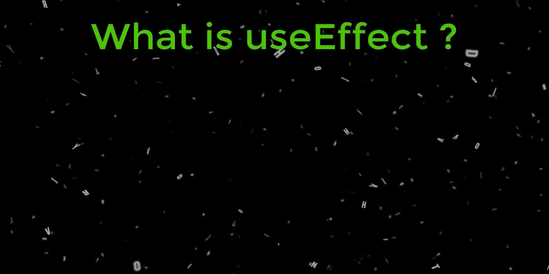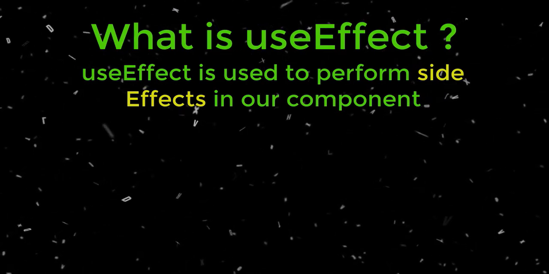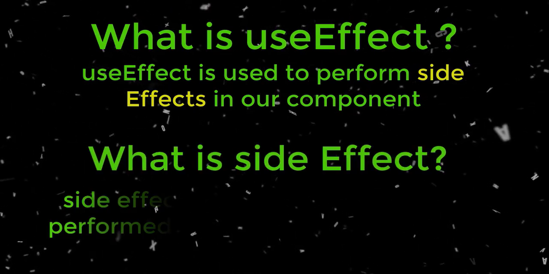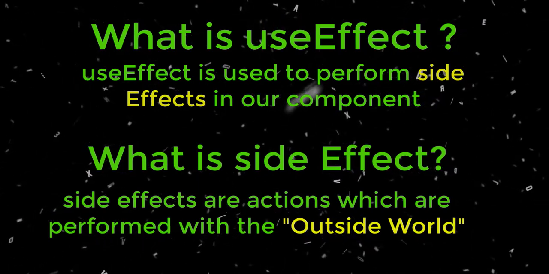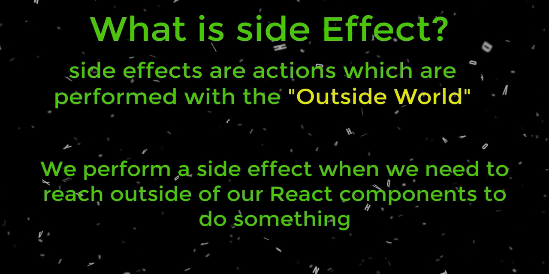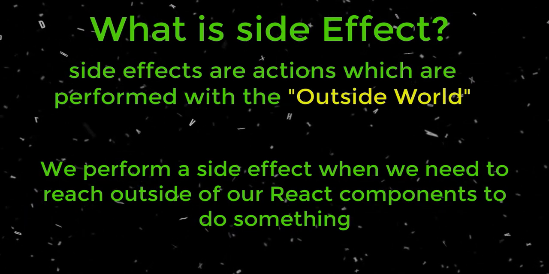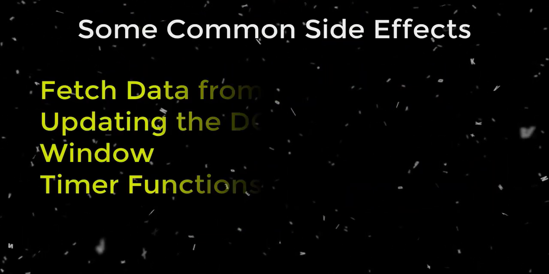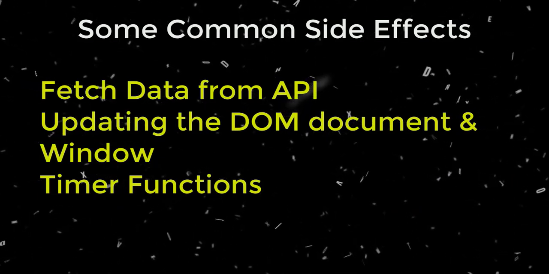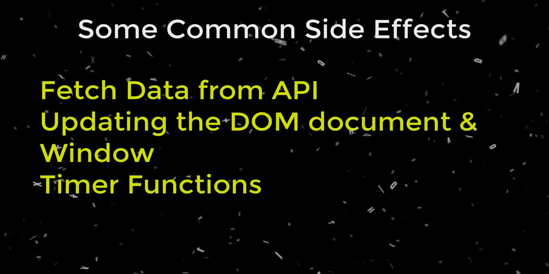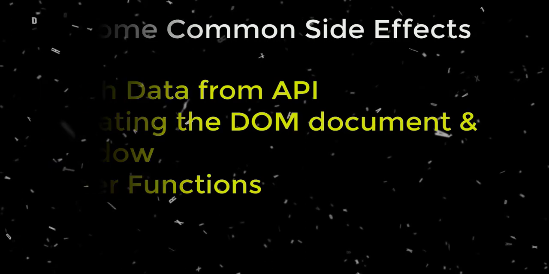And what is the useEffect hook? The useEffect hook is used to perform side effects in our components. Now you will see what side effects are. Side effects are actions which are performed with the outside world. We perform a side effect when we need to reach outside of our React component to do something. I will give you a few examples of side effects. For example, you want to fetch data from an API, which is from outside, or you want to update your DOM using document and window. Also, if you would like to run timer functions, which are setTimeout and setInterval. So these are the common side effects that we use.